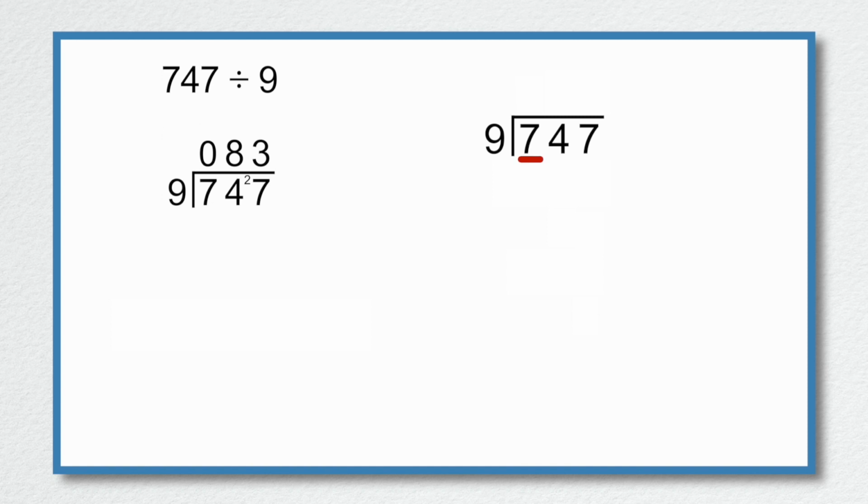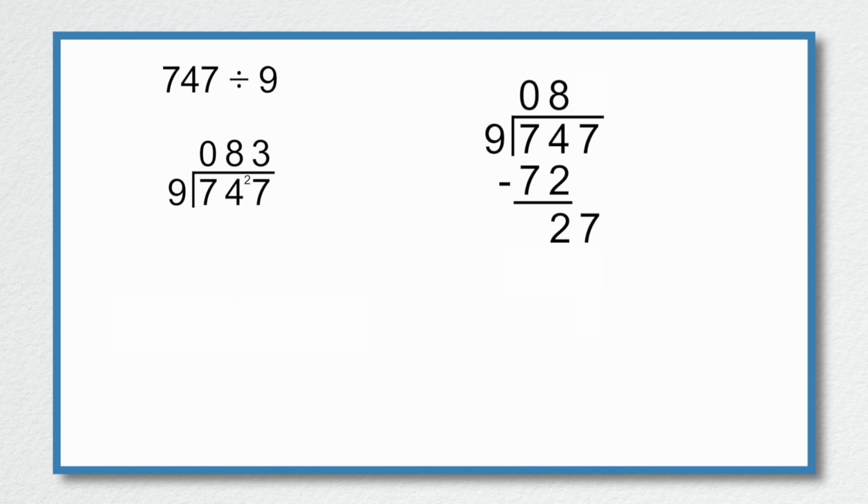So here are the answers. 747 divided by 9. So we do 7 divided by 9. 7 is smaller than 9, so I'm going to put a 0 up the top here above the 7, and we're going to do 74 divided by 9. 9 into 74 is 8, because 8 nines are 72, and if we take that away from 74, we get a remainder of 2. We bring the 7 down.